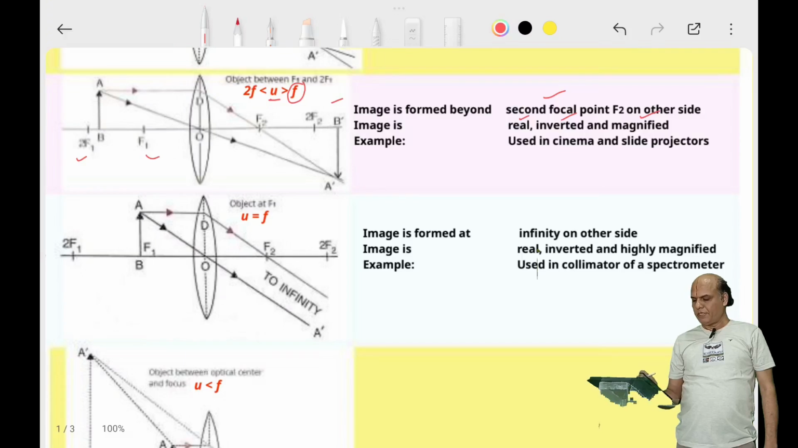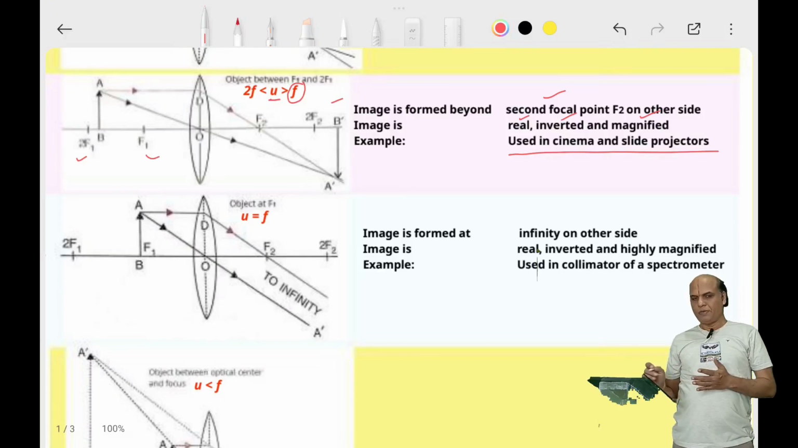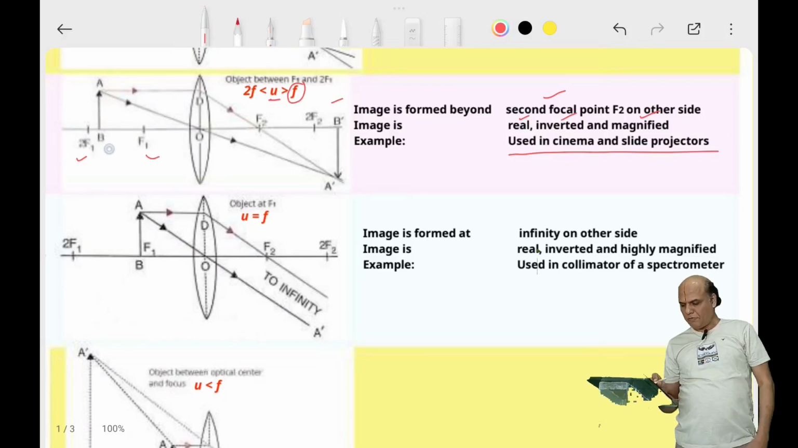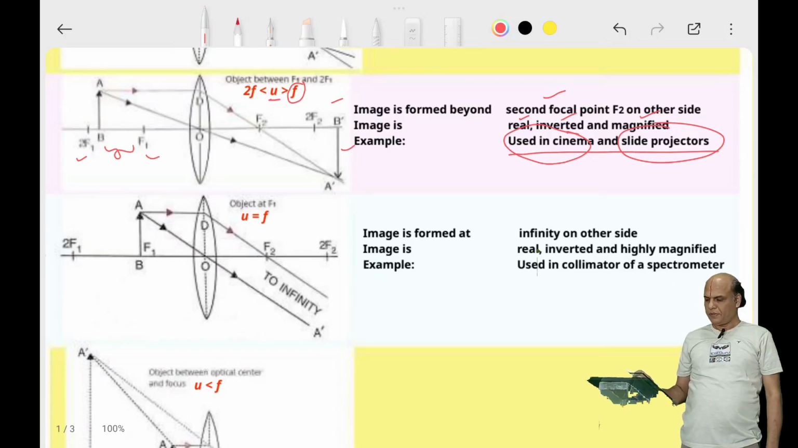So the example of such a lens is used in cinema and slide projectors. Here the image is magnified. Because the image is also inverted, they use a film which is inverted and which is placed very near to the focus. Then they get a magnified inverted image on the screen. So this phenomenon is used in cinema and slide projectors. Clear?